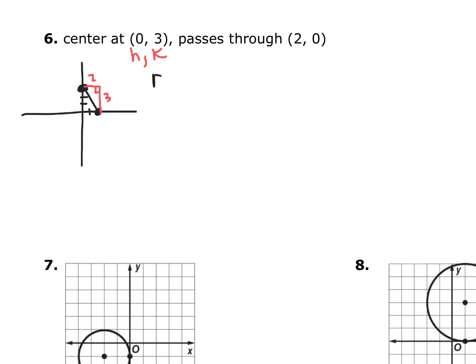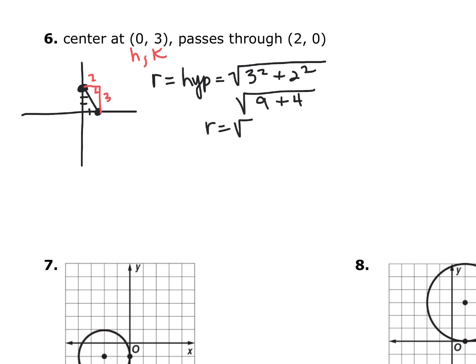So R is equal to the hypotenuse, which is equal to the square root of 3 squared plus 2 squared. So we have the square root of 9 plus 4, and so R is equal to the square root of 13.